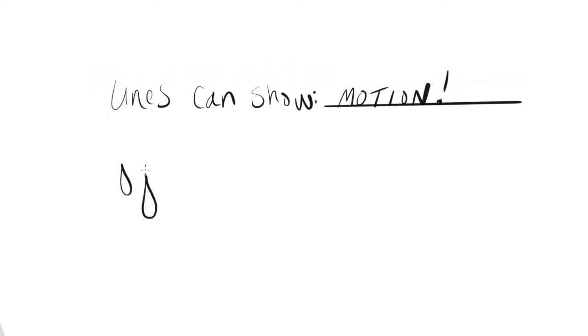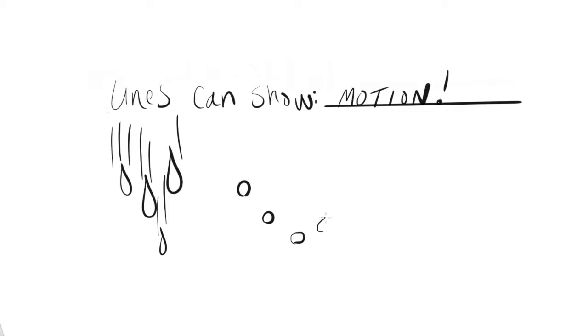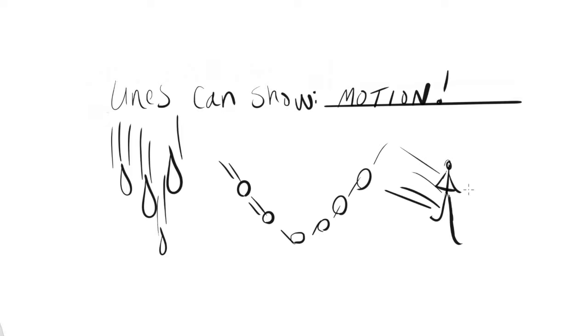Lines can also show motion. Some examples include raindrops with lines behind them to make them look like they're falling, a bouncing ball with lines to show the direction that the ball is going. And cartoon artists use lines a lot to show motion.